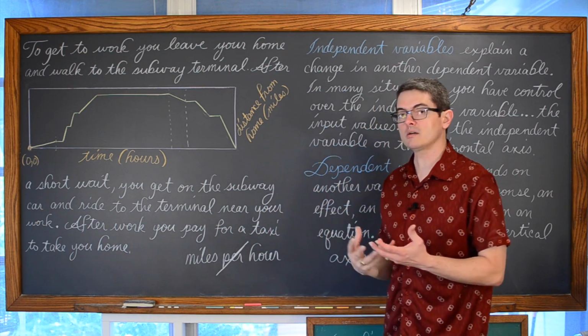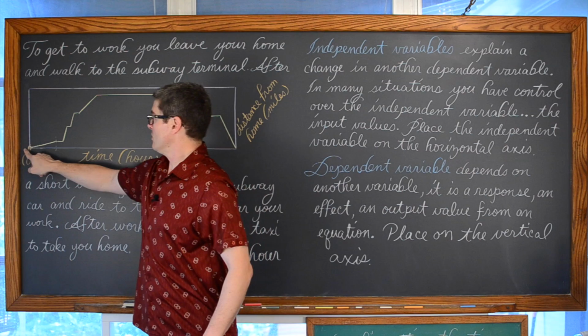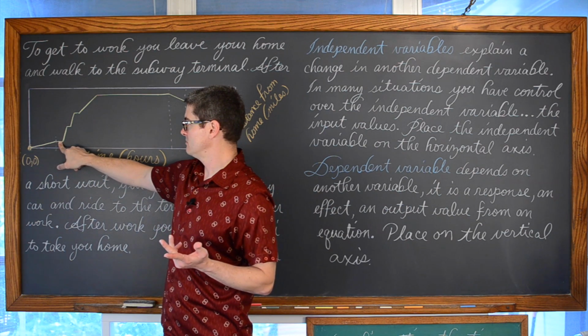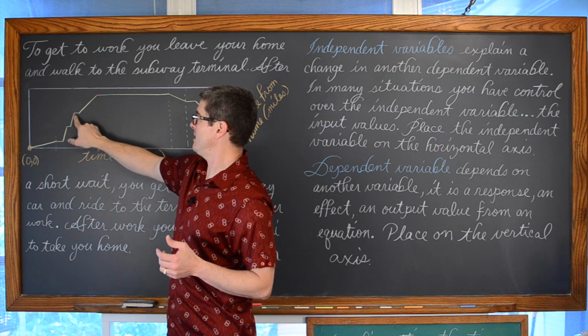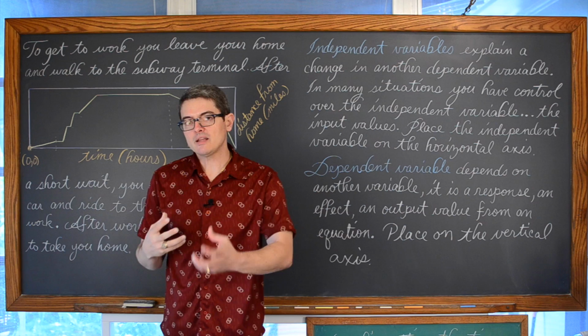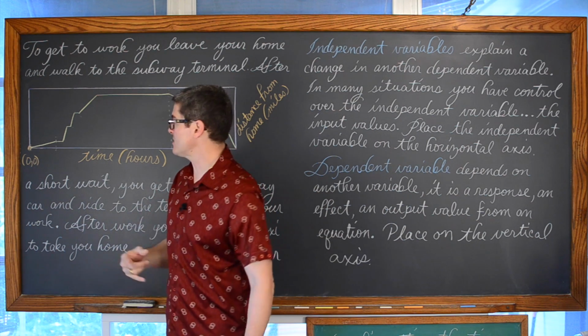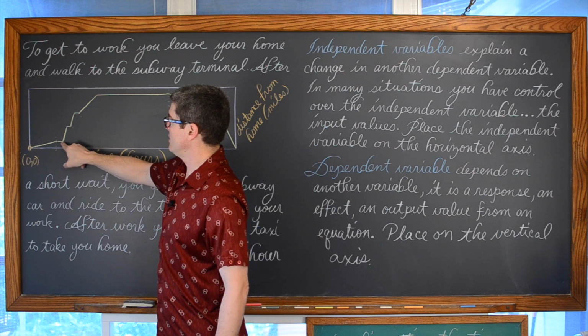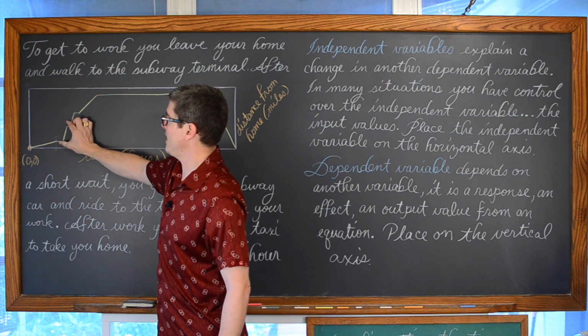And now we kind of see a complete picture. You're walking until you get to the subway, and then there's a horizontal piece, and then you get on the subway, and it's going to, of course, travel faster than you could walk. And that increase in speed, that faster subway compared to how fast you're able to walk, means that over a short period of time, you're going to be able to cover a greater distance.